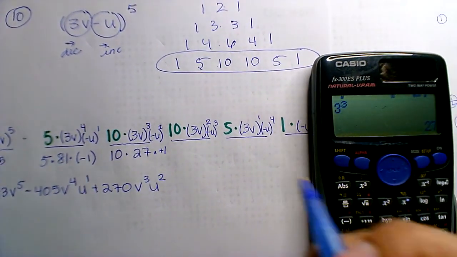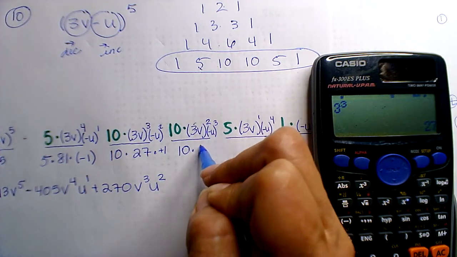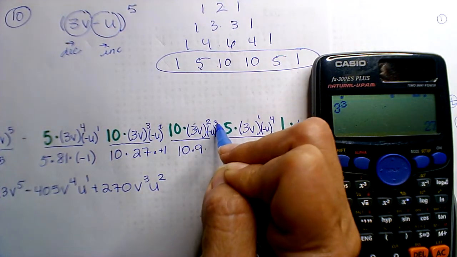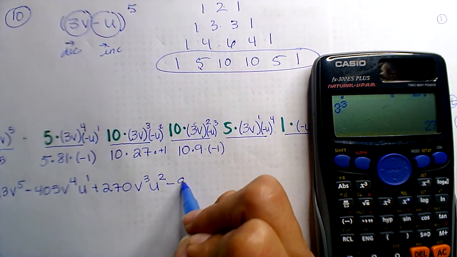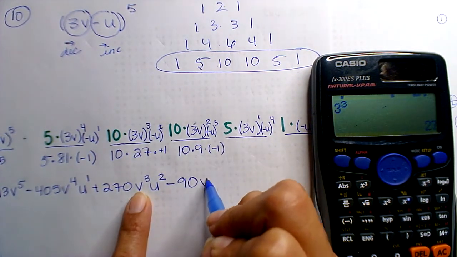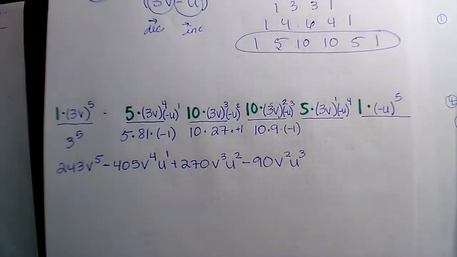Okay, and so now the next one: 10 times 3 squared is 9. Negative 1 cubed, that's odd, so that's a negative 1. So this is negative 90, and now go down, v squared, go up, u cubed. And notice, they should be adding up to 5.